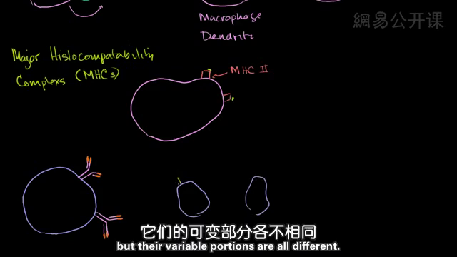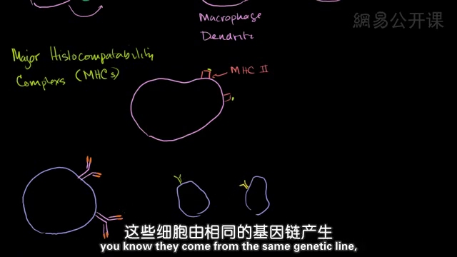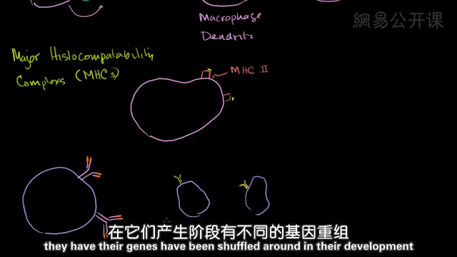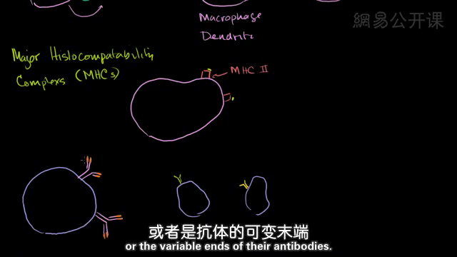but the variable portions on all of these other B cells, and actually, let me do them in different colors so that the variable portions are all different. That's what I always find amazing about B cells: even though they come from the same genetic line, their genes have been shuffled around in their development so that they can produce billions of combinations of these proteins, or the variable ends of their antibodies.